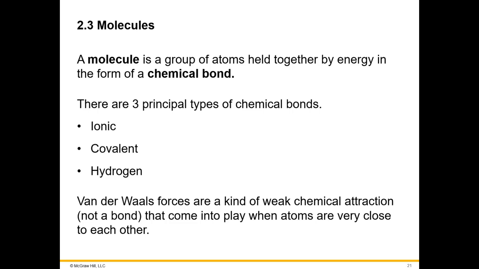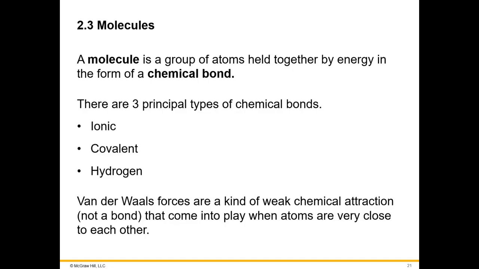There are three main types of chemical bonds, and they're shown here. We have ionic bonds, covalent bonds, and hydrogen bonds. We're going to go over the differences between those three bonds, which you're definitely going to want to remember. And then we also have a fourth kind of interaction between these molecules and atoms, which we call van der Waals forces. And these forces are a weak chemical attraction. So they're not strong enough to be considered a bond. There's nothing physically holding these atoms together, but there's an attraction between them that brings them close together.